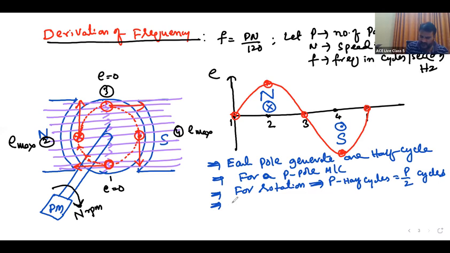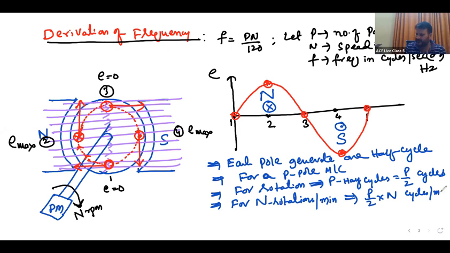If you take N rotations per minute, what is that equal to? That will be P by 2 into N cycles per minute. Why cycles per minute? Because of rotations per minute. Within one rotation, P half cycles, P by 2 full cycles. But N rotations means P by 2 into N.